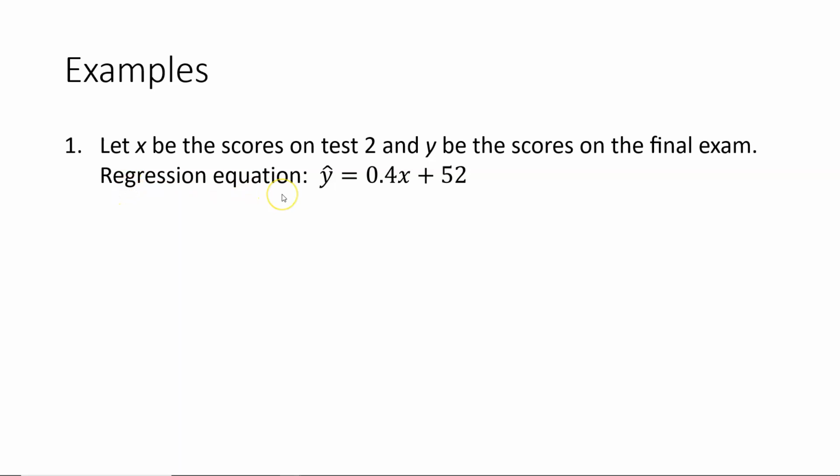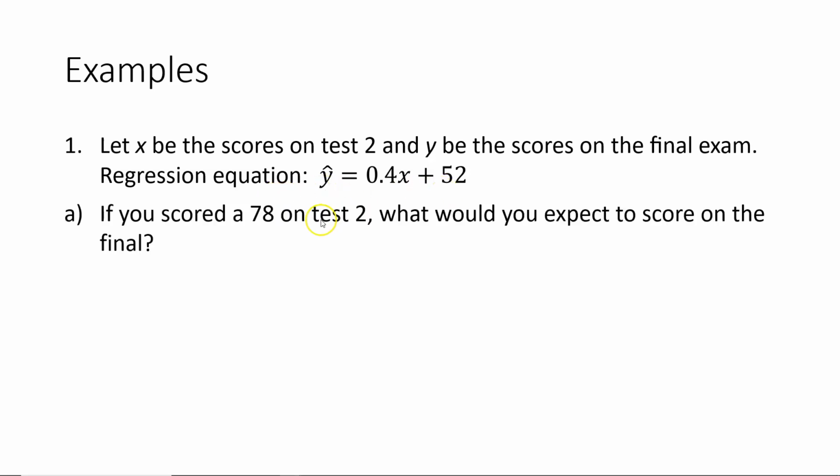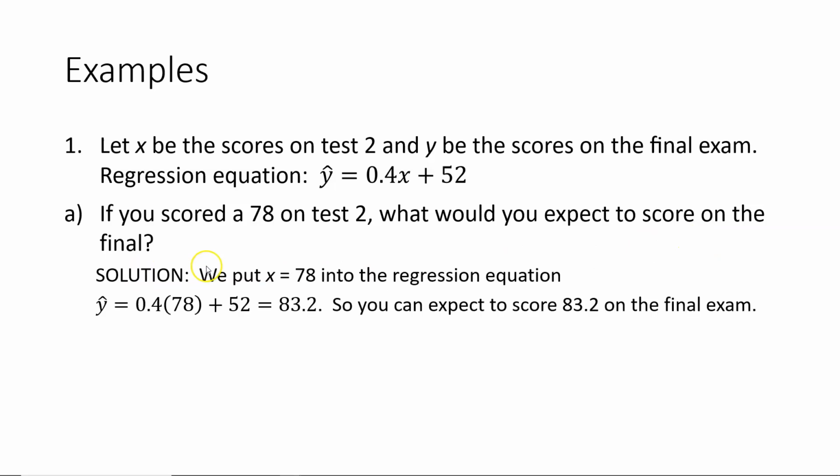Here I've shown on the screen the linear regression equation for the line of best fit that would go through the data points that we used to derive this equation. So in this case, if I scored a 78 on test 2, what would I expect to score on the final exam? Well, again, I would substitute the value x equals 78 into the equation, turn the crank, and I would come up with expecting to score 83 2/10 on the final exam.